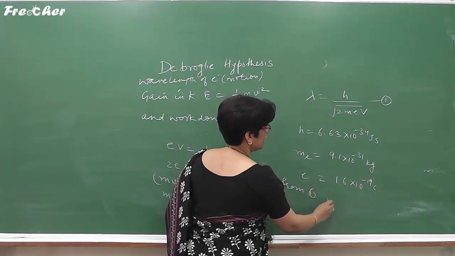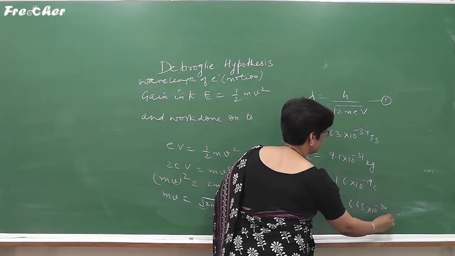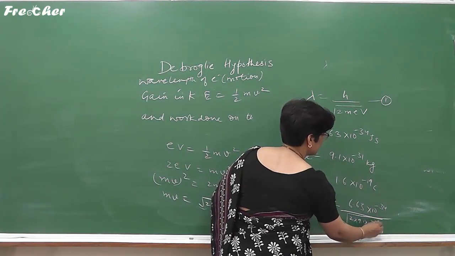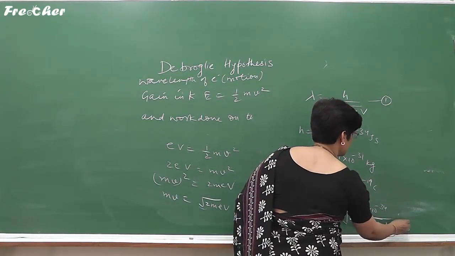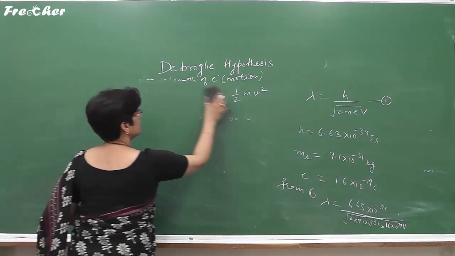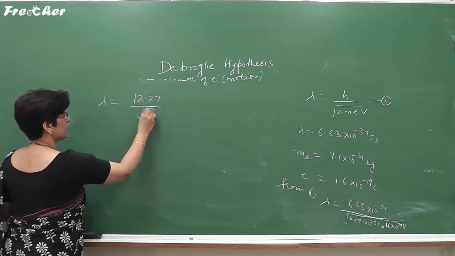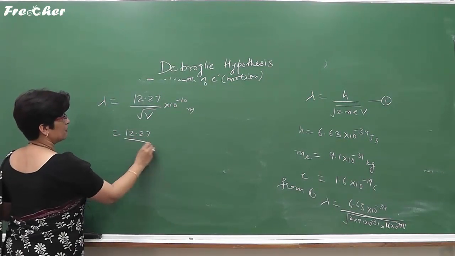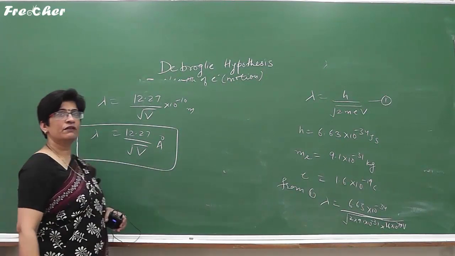From 1, we can say lambda is equal to 6.63 into 10 raised to minus 34 divided by under root 2m, where m is 9.1 into 10 raised to minus 31, into 1.6 into 10 raised to minus 19 into V. So if I calculate all these values, the final answer will be lambda is equal to 12.27 upon under root V into 10 raised to power minus 10 meter. So we can write 12.27 upon under root V angstrom. This is the wavelength of electrons which is in motion.